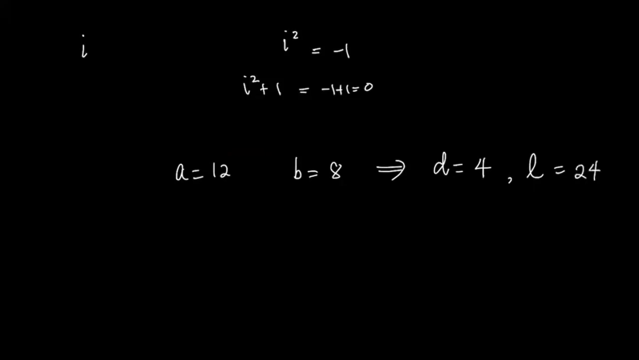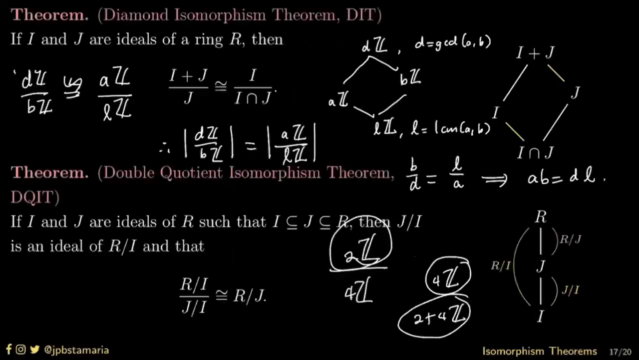24. Okay. Ang sinasabi ng theorem na ito, ng diamond isomorphism theorem, yung product daw ng dalawang integers ay pareha sa product ng GCD tsaka ng LCM. Is this correct? Yes or no? Correct ba? 12 times 8 ba para sa 4 times 24? Oo, no? Yeah, correct. Yun yung sinasabi ng diamond isomorphism theorem when you translate it into a number theoretical result. Okay?